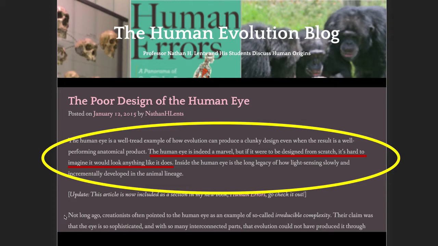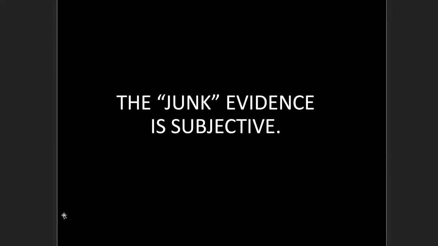Now here's another example of this. Evolutionist Nathan Lentz in a blog here writes, the human eye is indeed a marvel. A marvel. But if it were to be designed from scratch, it's hard to imagine it would look anything like it does. Hard to imagine. You see, it's subjective. The junk evidence is subjective.